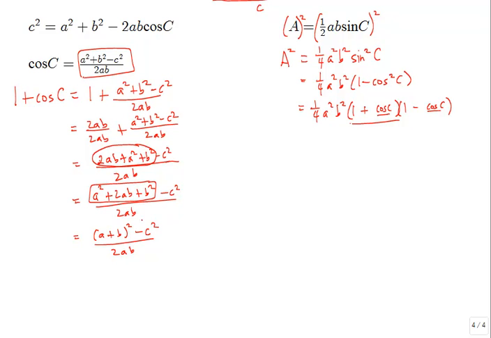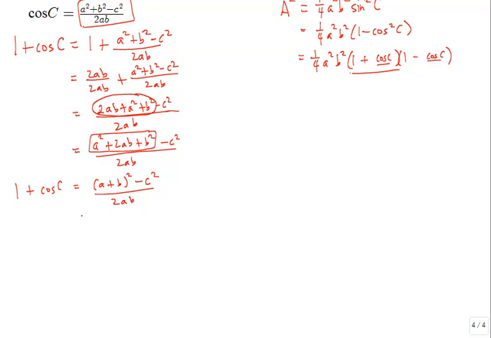So all of this is what 1 plus cosine C equals. Now when we get that 1 plus cosine C is equal to this fraction, there's one last thing we're going to do to manipulate it. If you look at the numerator, we have this quantity squared minus C squared. So that in and of itself is another difference of squares, which means this numerator can factor again.